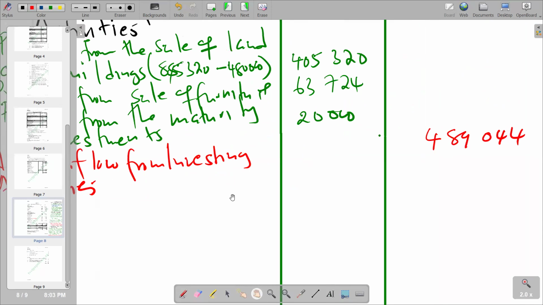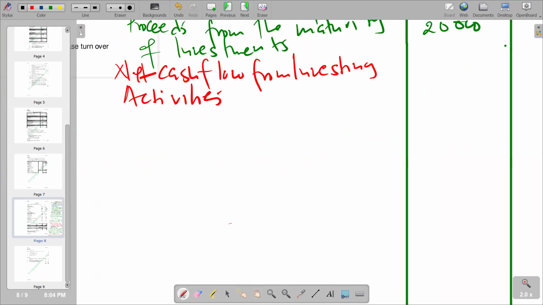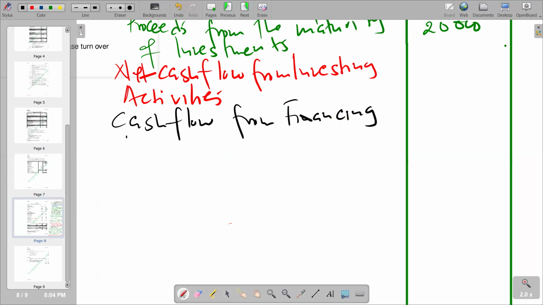Now we go to the last part, which is our cash flow from financing activities. For cash flow from financing activities, we are looking for issues like loans, changes in loans. Is it an increase or decrease? And also if you have got any additional member contributions, we can also include them there.